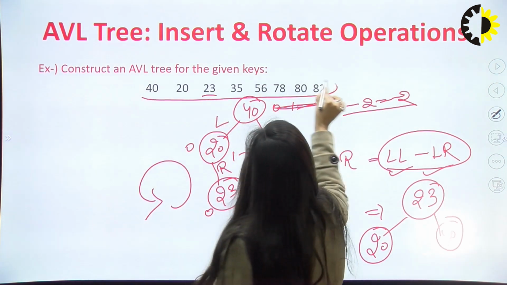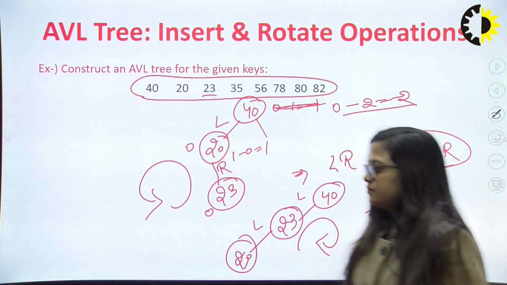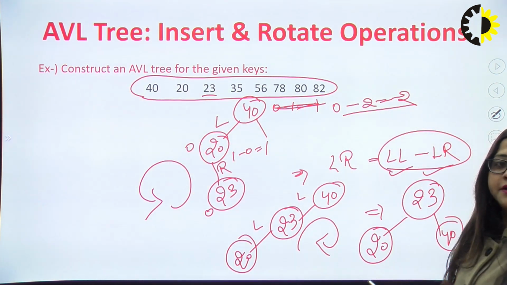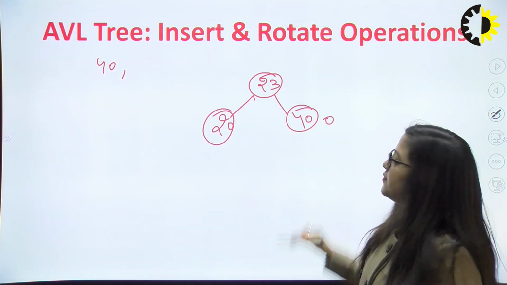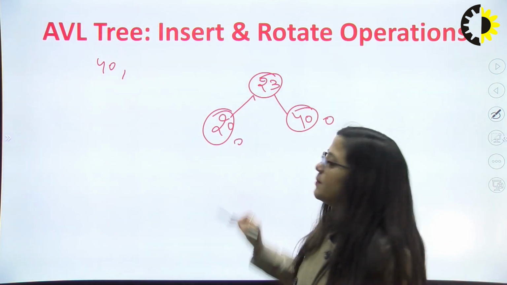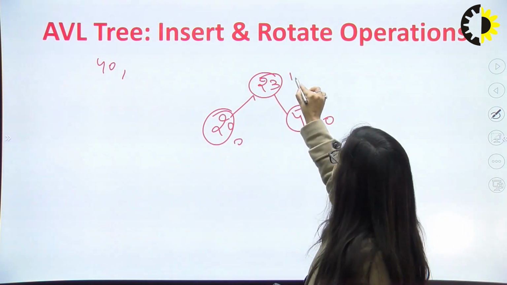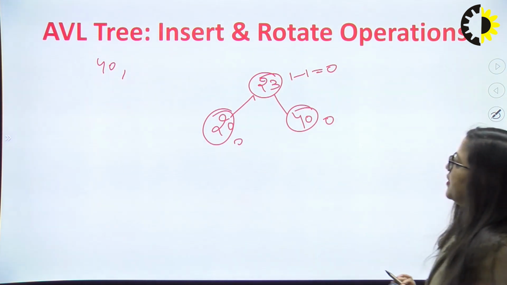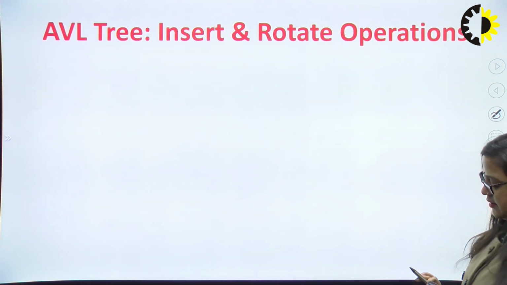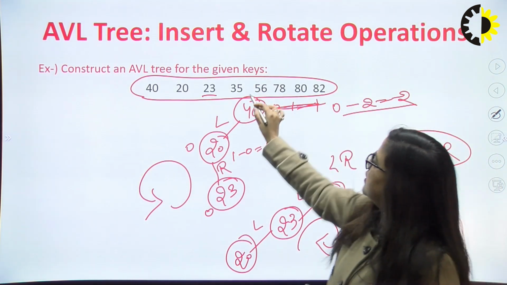This number is used. Now comes again. Again check it. The next balance factor is 0. Again the balance factor is 0, and 1 minus 1 equals 0. No need to change, and it is final. What is the next number? Insert here. This is 35.